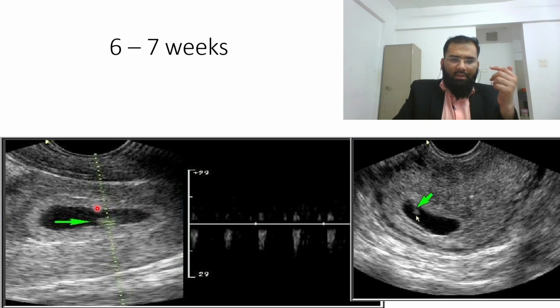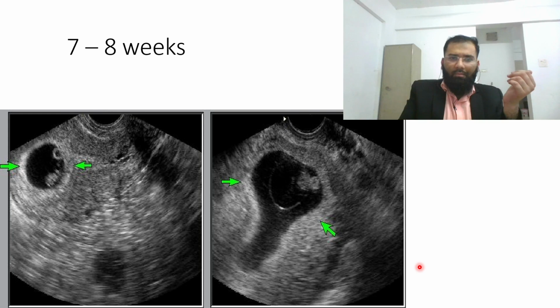Now look here carefully. We are able to see this is the Doppler spectrum. And this is the fetal pole. By 6 to 7 weeks, you can see the cardiac activity, and even earlier, 5 to 6 weeks, by TVS scan. Now look here. This is the fetal pole. This is the yolk sac. This is the G sac.